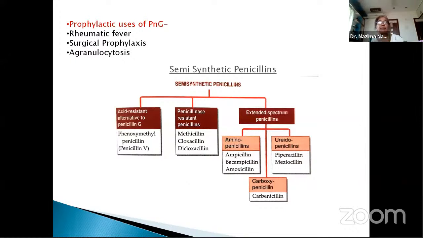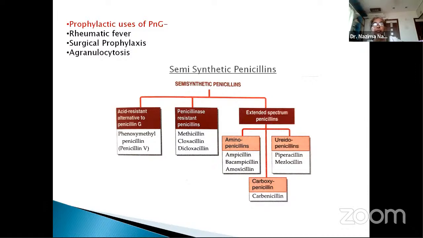Now coming to the semi-synthetic penicillins. After penicillin G, we have the semi-synthetic penicillins which have come up later. Now these are classified into acid-resistant penicillins, that is phenoxymethyl penicillin, which is also called penicillin V. Now this drug can be given orally, that is the advantage of penicillin V. Then we come to the penicillinase resistant penicillins like methicillin, cloxacillin, dicloxacillin. Now these drugs are generally given in infections where the organisms are producing this enzyme penicillinase.